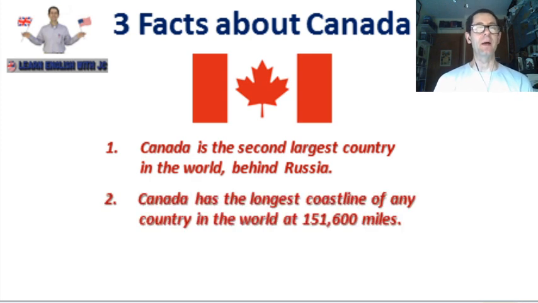Okay, so number 2. Canada has the longest coastline of any country in the world at 151,600 miles. Wow, that's big. Canada has the longest coastline of any country in the world at 151,600 miles. Wow, impressive, huh? I bet you didn't know, because I didn't know either.